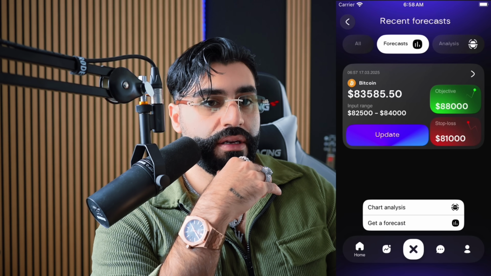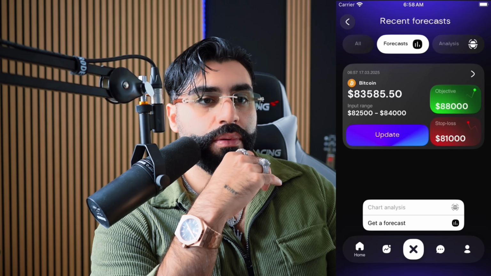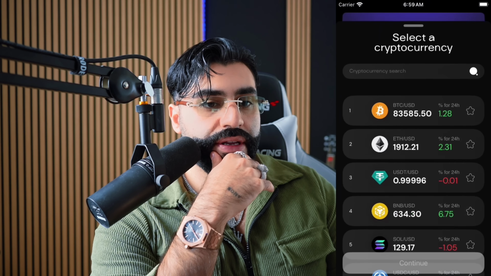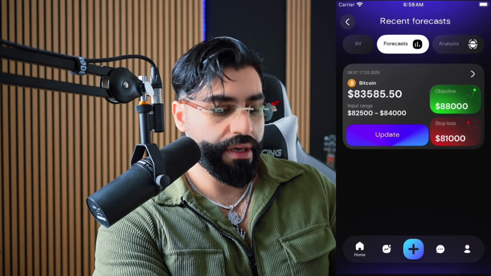This is really incredible stuff. You guys can see right here the objective 88,000, stop loss at 81,000, the input range, all of that stuff is right there for you guys, which is really nice to see. So I'm happy to see how the analysis actually came out. I really like the chart analysis. I think it gave us some very good options of what we can do with the market right now, with the market conditions.